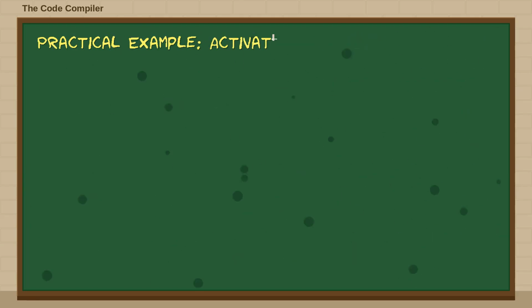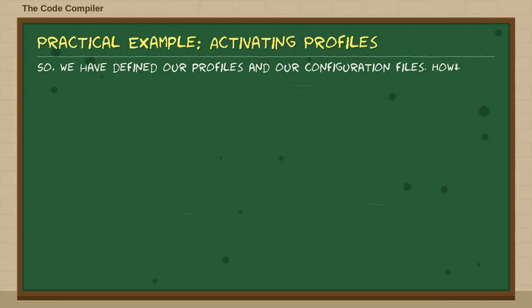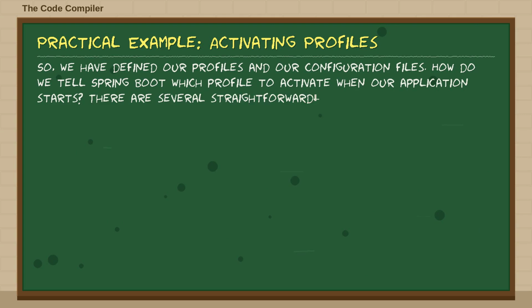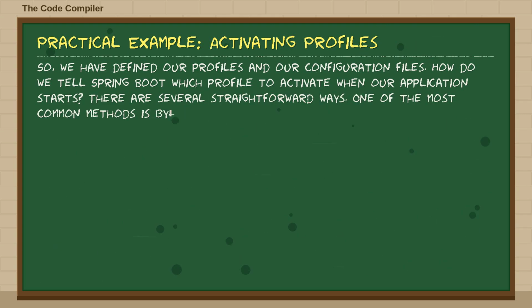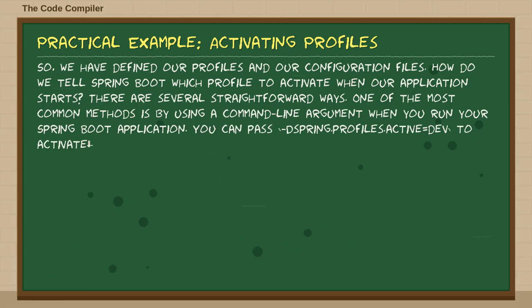So, we have defined our profiles and our configuration files. How do we tell Spring Boot which profile to activate when our application starts? There are several straightforward ways. One of the most common methods is by using a command line argument when you run your Spring Boot application. You can pass -Dspring.profiles.active=dev to activate the dev profile.